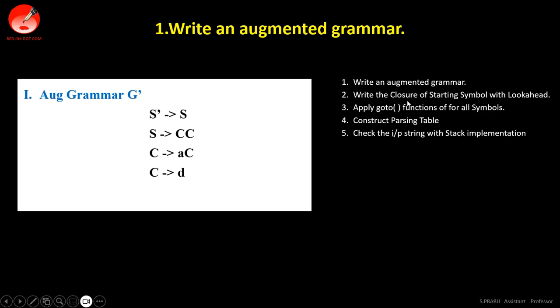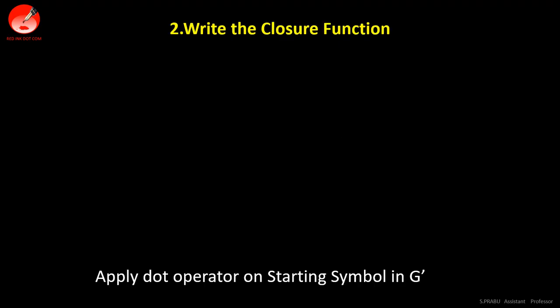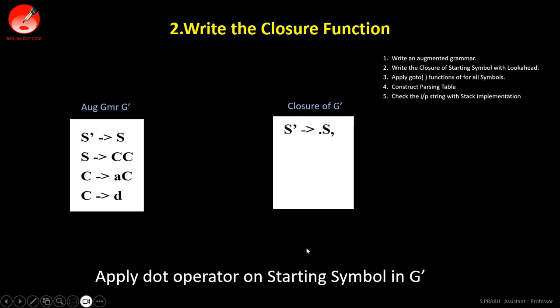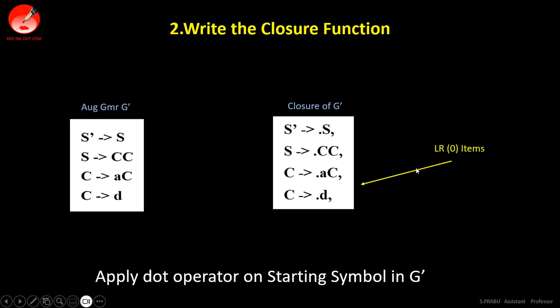The second step is find the closure function. In this, we need to apply the dot operator at the starting symbol of G'. So first write S' tends to dot capital S. After the dot, capital S is there, so I write this rule also starting with the dot operator. For this rule, after the dot, capital C is there, so I write these two productions also. This is called closure of G'. Don't add dot operator simply to all the productions. This is called LR(0) items.